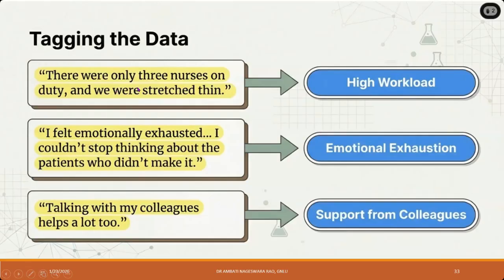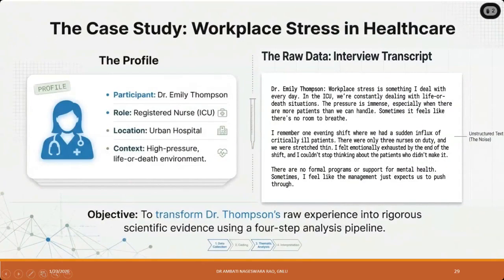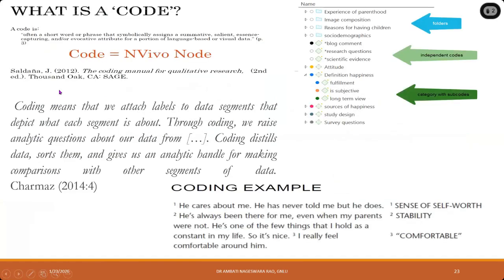I'm repeating again. There is Professor Saldana, a very popular scholar in qualitative research work. He has a very popular book, and I'm sure most universities will have it. The name of the book is The Coding Manual for Qualitative Research, Sage publication. A code is often a short word or phrase that symbolically assigns a summative, salient essence. Whatever you're reading, if you can capture it with one word, one label, that is called the coding part.